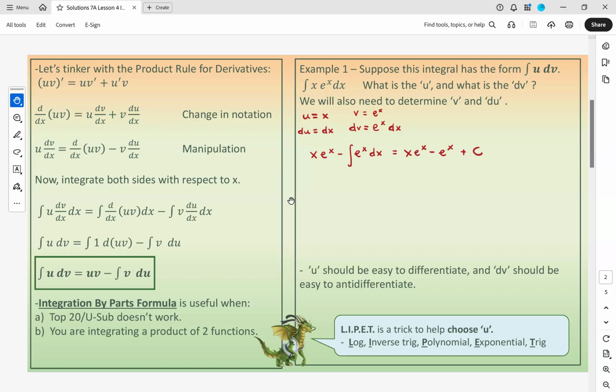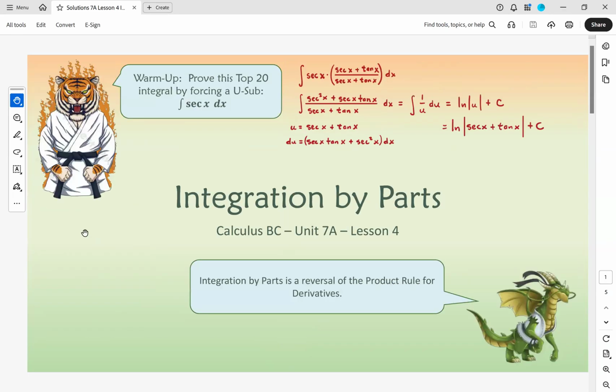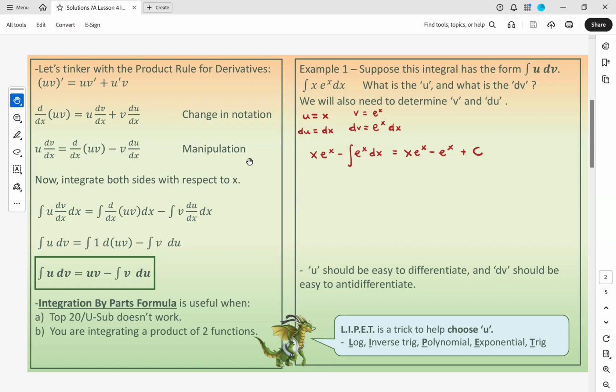Okay, this is the video for the first part of lesson 4, integration by parts. We're going to skip the warm-up in the video. We'll do that next week. Moving on to the next page.